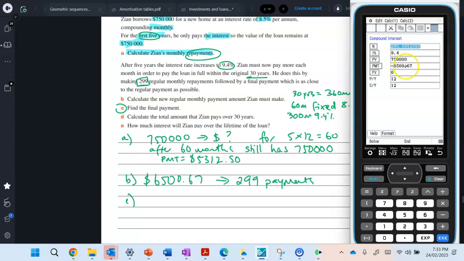All right. So part C says, well, what is the final payment? So we can have a look at 299 payments. We still have owing this 6,445 and what's that going to be?